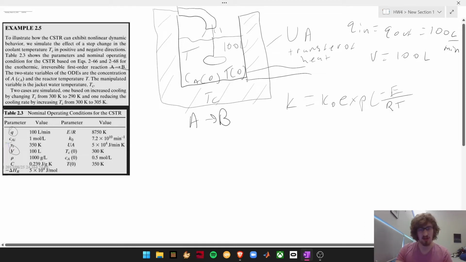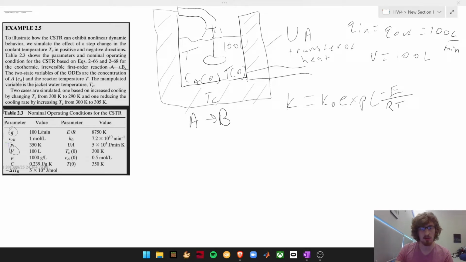Let me just double check that actually. I'll pull it up. I don't know if you can see this, but I'm just pulling it up on my computer.